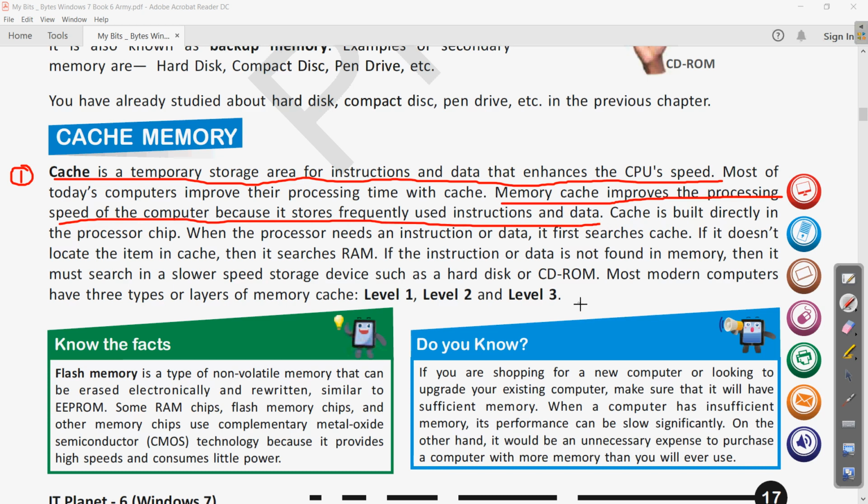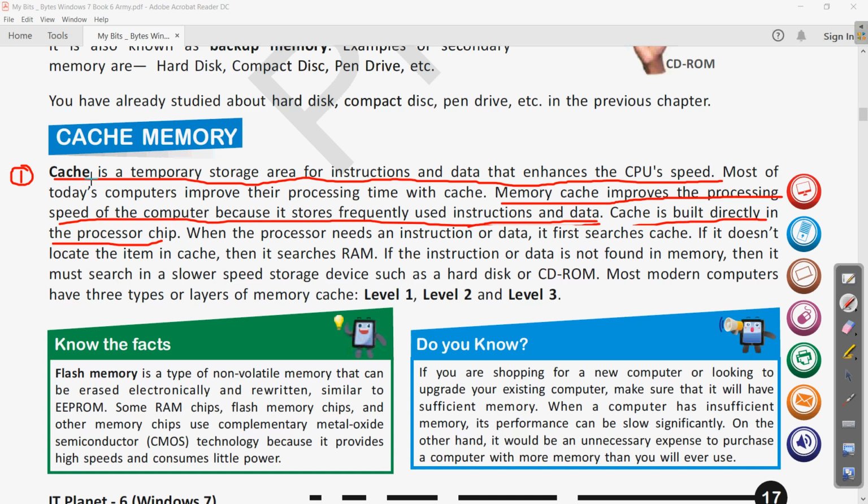Then the third point you can write that cache is built directly in the processor chip. When the processor needs an instruction or data, it first searches. Okay, or we can write till here only. Keep it short. Okay, so three points only.